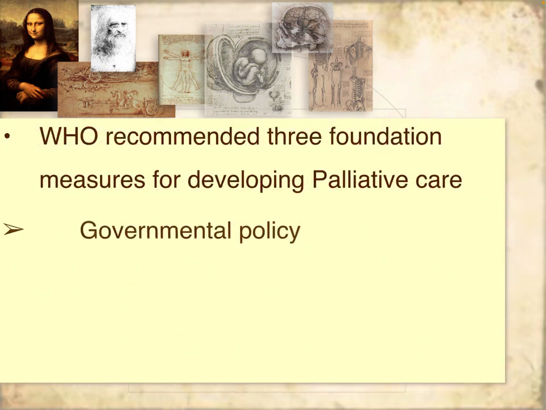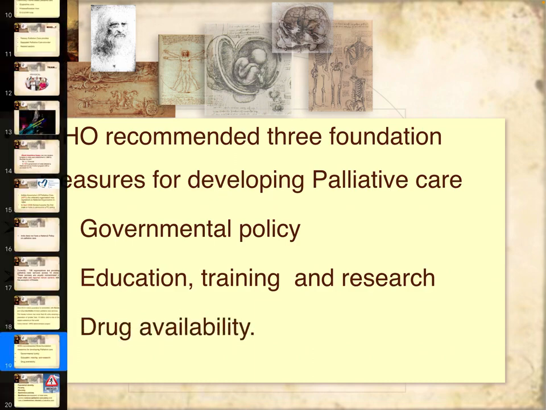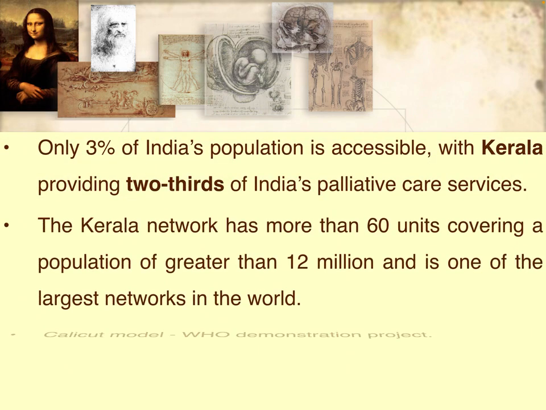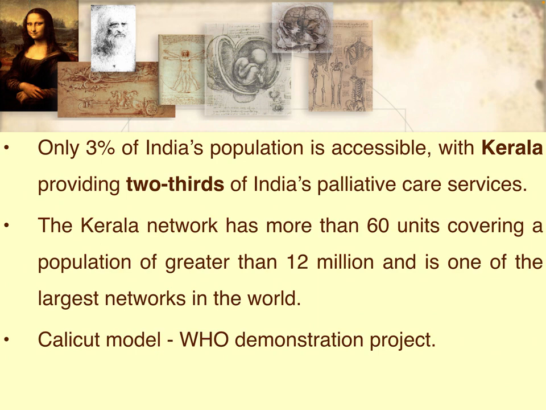Only 3% of India's population is accessible, with Kerala providing two-thirds of India's palliative care service. In Kerala, the network has more than 60 units covering a population of greater than 12 million and is one of the largest networks in the world. The Calicut model is known as a WHO demonstration project.